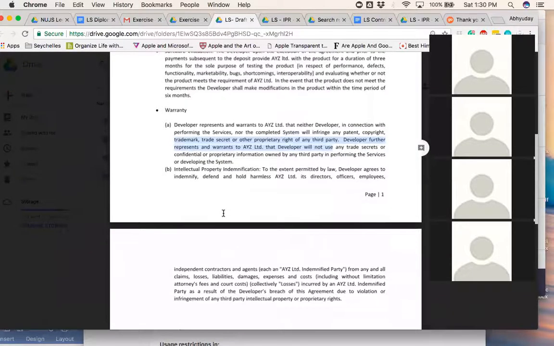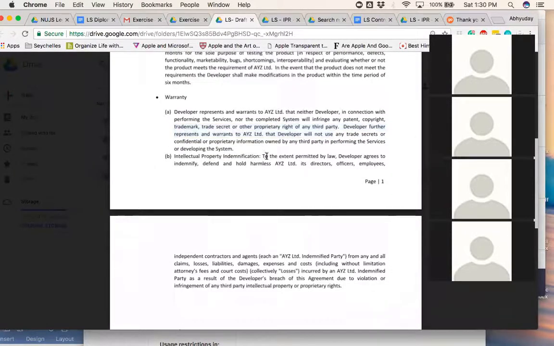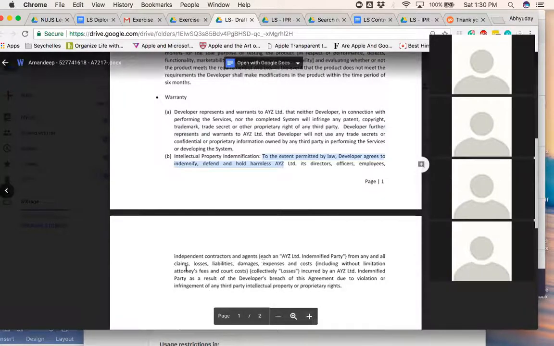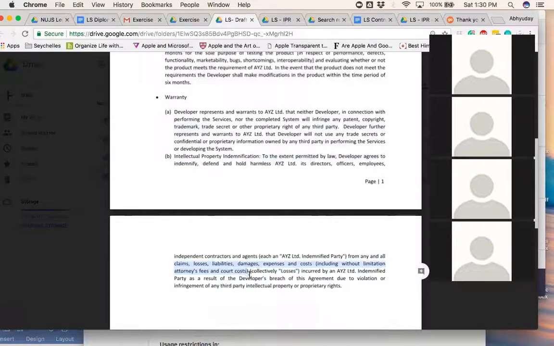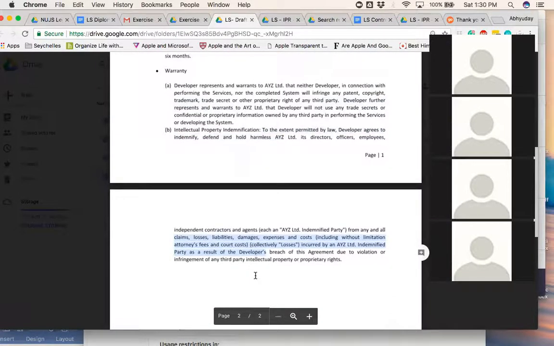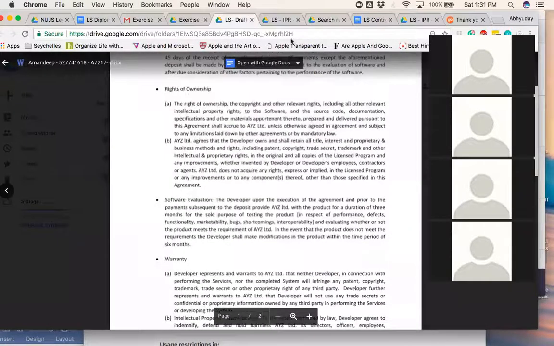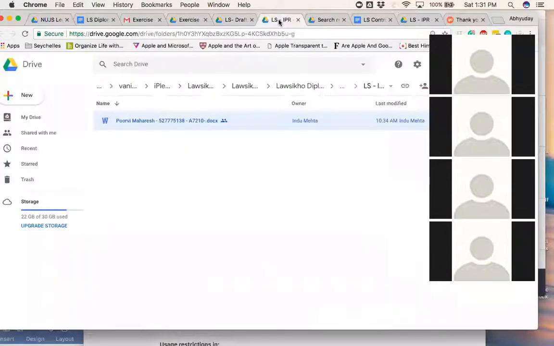Now what are the consequences? Let's say, to the extent permitted by law, developer agrees to indemnify and hold harmless AYZ, its directors, okay, from any and all claims, losses, and costs incurred by any AYZ Limited indemnified party. See here you have defined it. These are the indemnified parties. As a result of the developer's breach of this agreement due to violation of third party intellectual property or proprietary rights. Okay, great. So this is a valid indemnity clause for breach of third party rights. In all IP situations, this clause is very, very important.